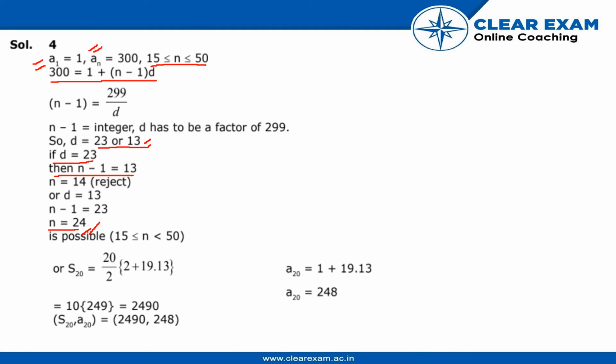Now we had to calculate the ordered pair for S, which was n minus 4. So n is 24, 24 minus 4 is 20. Then we will calculate this value, we would get 2490, and similarly we would solve for this, we would get 248. So the answer ordered pair is 2490, 248, which is option 4.